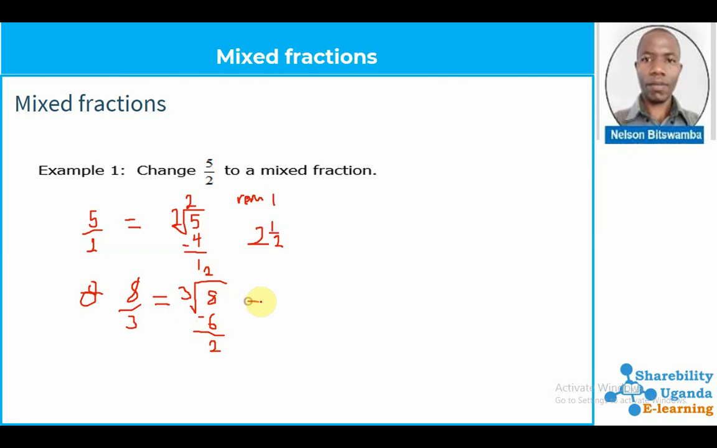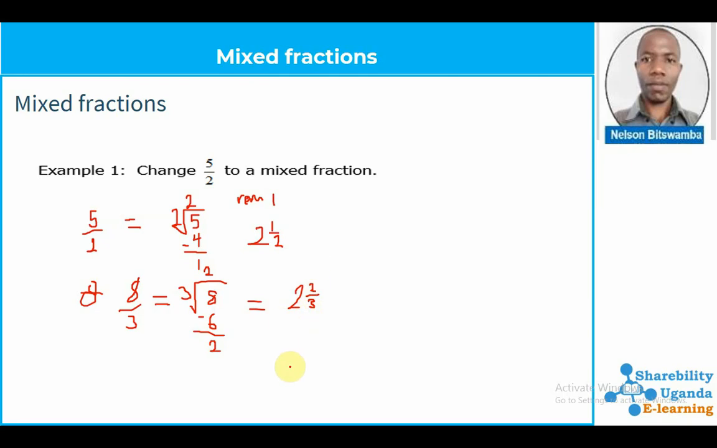So here we shall be able to say our improper fraction is the same as 2 remainder 2. But this 2 which is remaining is still going to be divided by our 3. So this is the mixed fraction that they wanted.